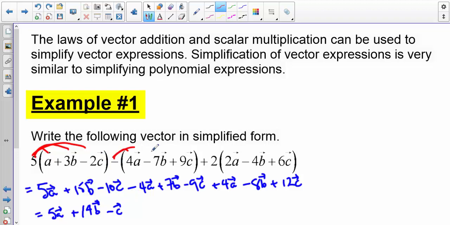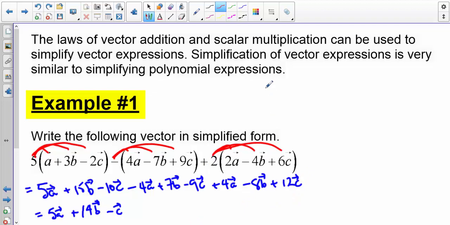We also distribute that negative or minus sign. Subtracting a positive 4 vector A would give us a minus 4 vector A. Negative, negative gets us a positive. Subtracting a positive gets us a minus. We also distribute this 2 into that set of brackets. So 2 multiplied by 2A gets us 4A. 2 multiplied by negative 4B gets us negative 8B. And 2 multiplied by positive 6C gets us positive 12C.